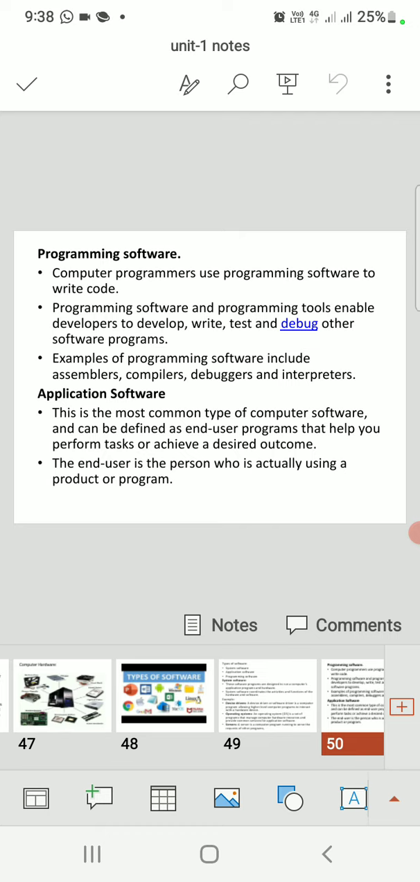Application software is used for many applications. Users can use these applications. Okay, this is called application software. The end user is the person who is actually using the product or programs. So this is called application software.